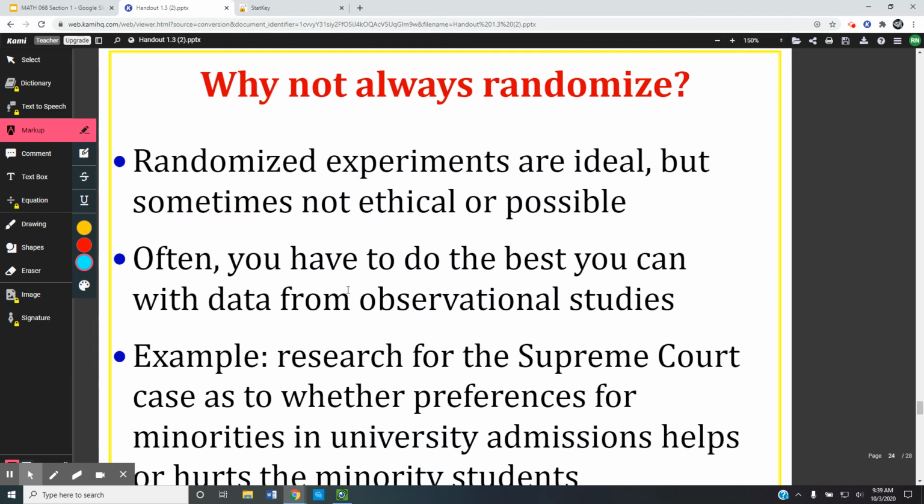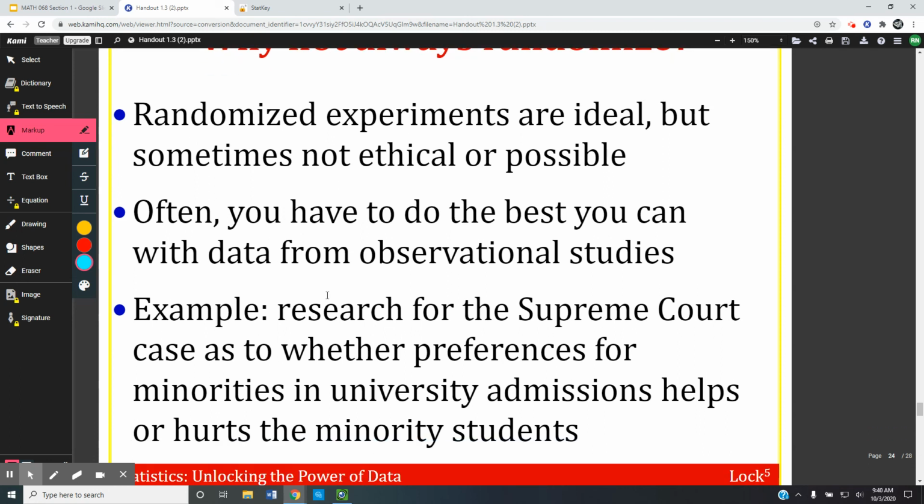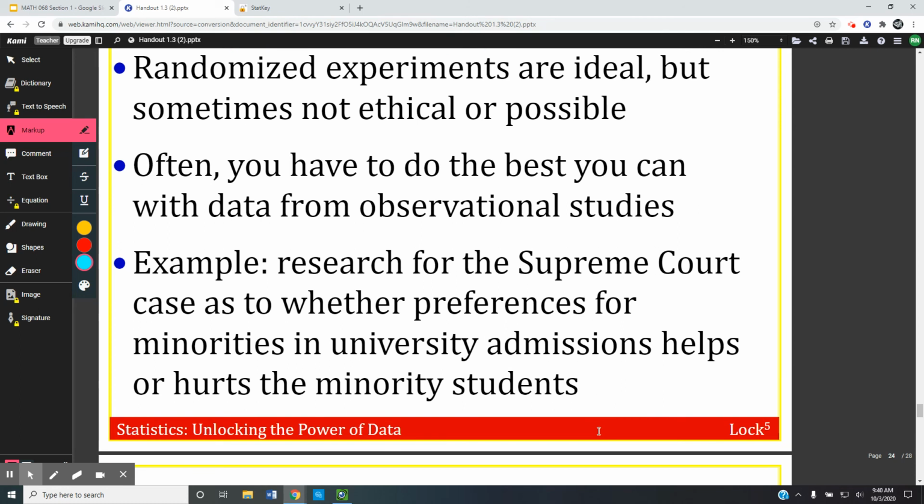Why not always randomize? Well, sometimes it's ideal. We want to have it, but we can't get it done because maybe it's not ethical or not possible. Often you have to do your best so that data comes from an observational study. Here's an example. Wanted to do research for the Supreme Court cases as to whether the preferences for minorities in university admissions helps or hurts minority students. We can't take minority students and place them into a certain setting which is going to hurt their standing in education. So therefore, it would be unethical for us to do that.